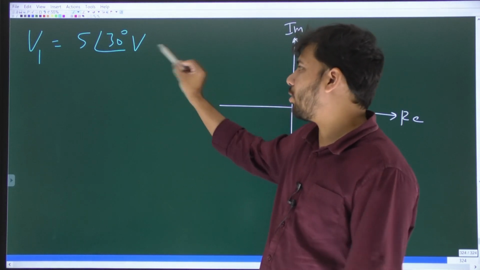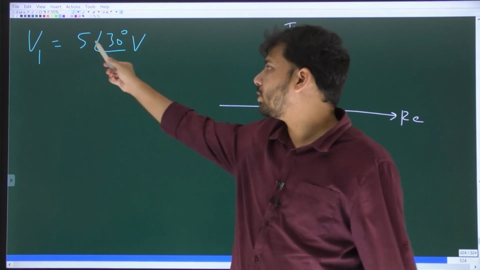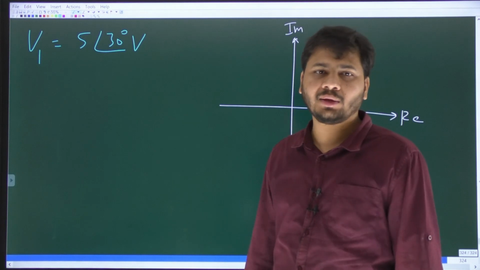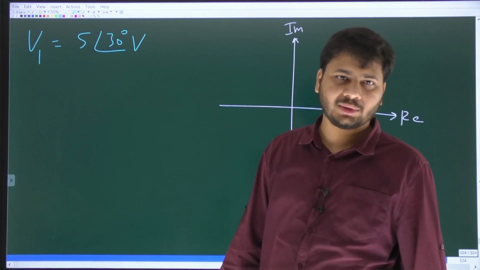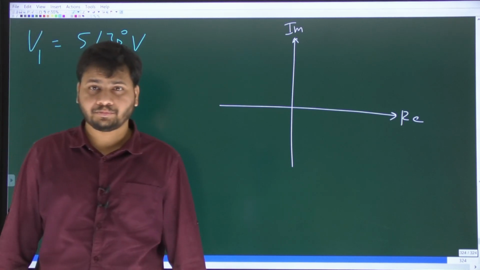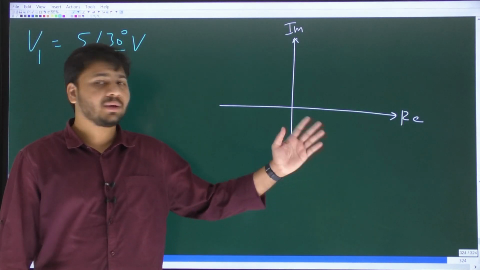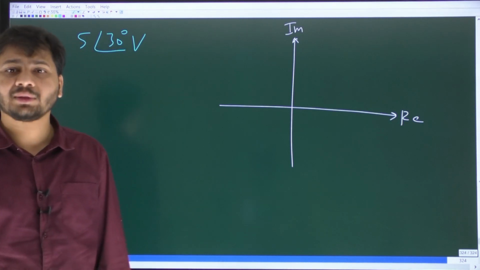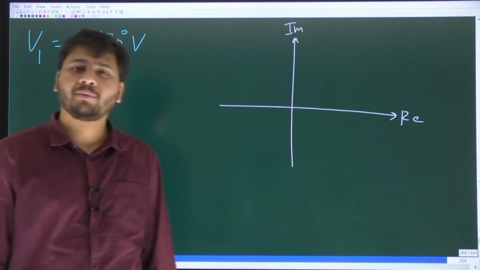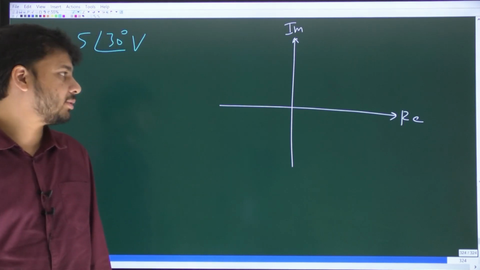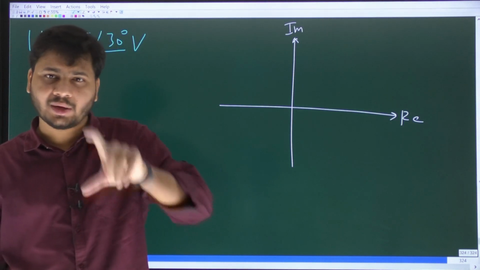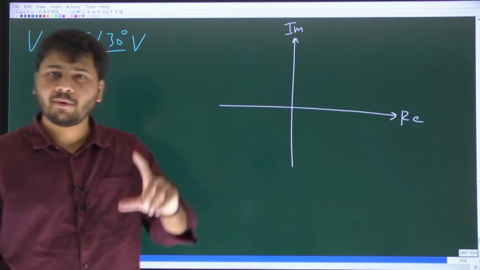So here no RMS, so it is understood that this 5 volts is the amplitude. Of course, 30 degrees is the phase angle of the sinusoidal voltage. Now every phasor is like a vector. Every phasor can be shown as a vector on the complex plane. Now every vector will have a length, and every phasor will have a magnitude.